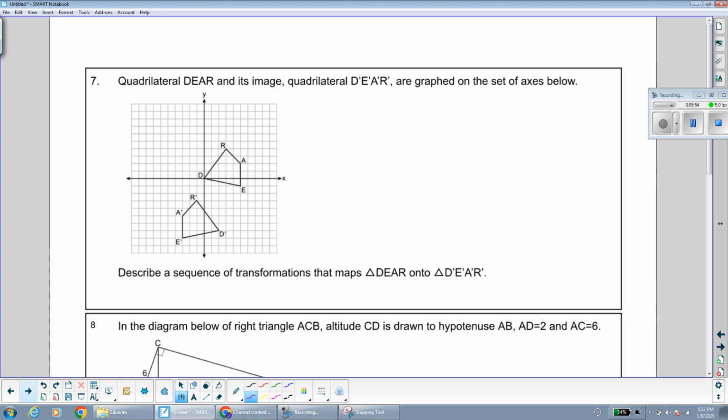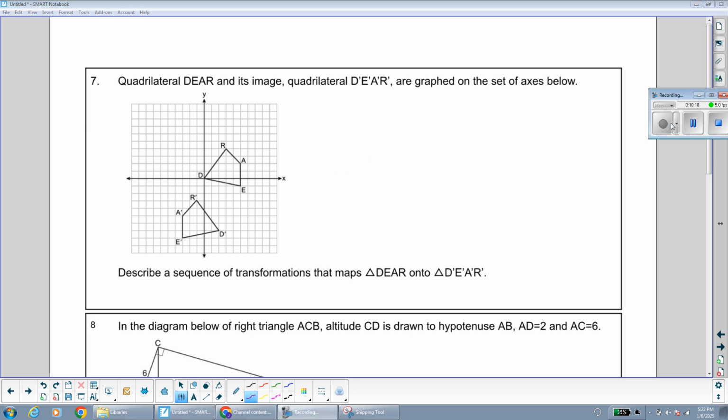Okay, we need a sequence of transformations that will map this quadrilateral onto this one. We do have a grid, so we do need to be using, like if we're saying rotation, degree measurements. If we're saying a translation, we need to be saying the number of units. If we're saying a reflection, we need to be saying which line we're reflecting over.